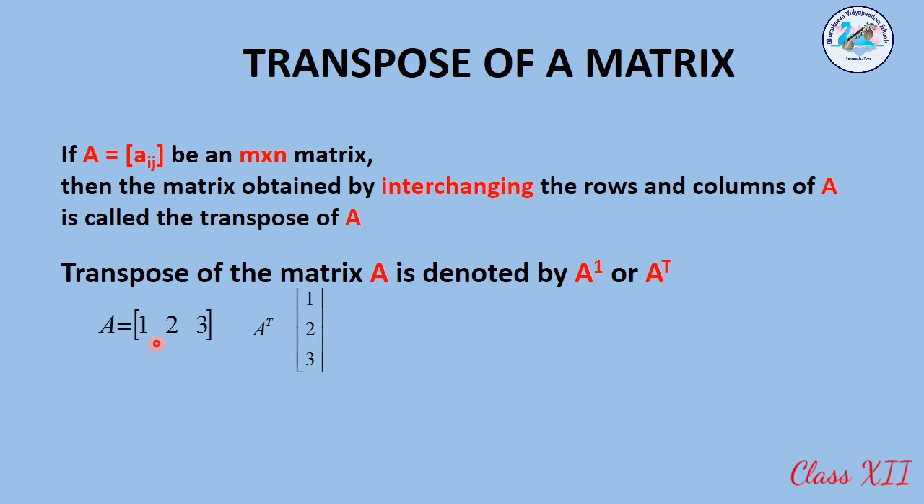So A is matrix 1, 2, 3. Then A transpose is also 1, 2, 3. But this 1, 2, 3 we are writing column-wise.